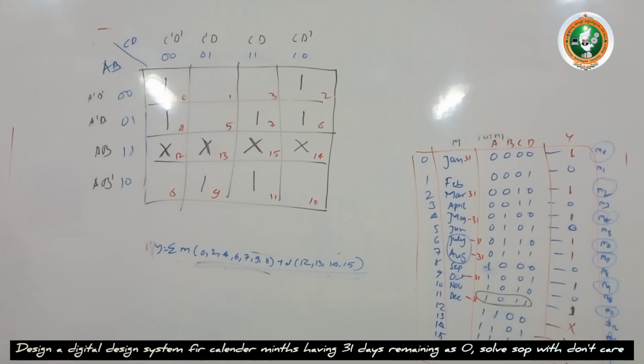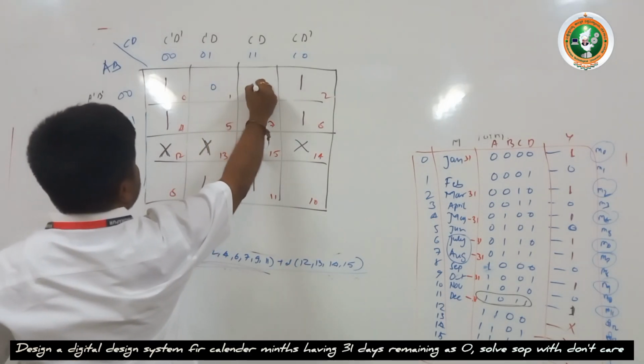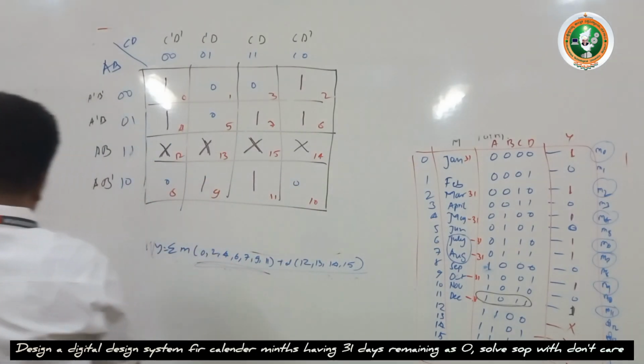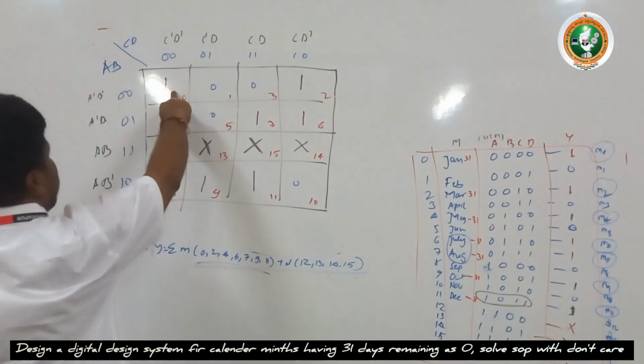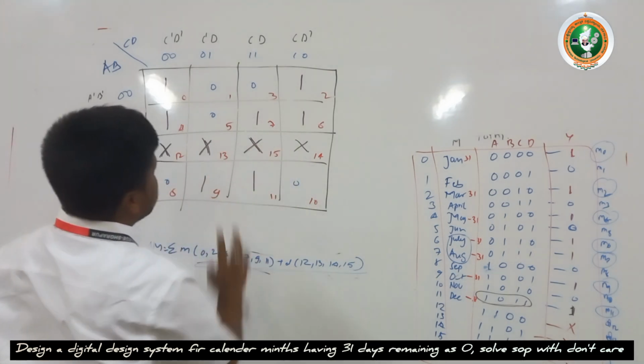Okay, as you already know how to make the grouping, the remaining values are to be considered as 0. How to write it? 0, 0, 0, like this. In my grouping I'll be considering only the squares which have ones, and also the don't care conditions.